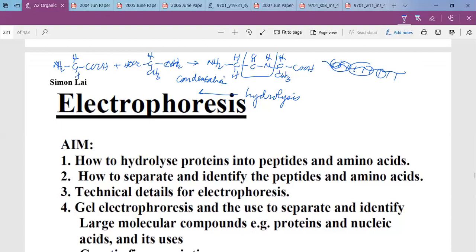Remember, in hydrolysis, water participates. You break here, which means the H will go back to the original NH2, to go back to here. Here, your original NH2 here.